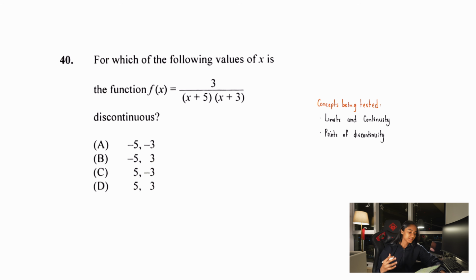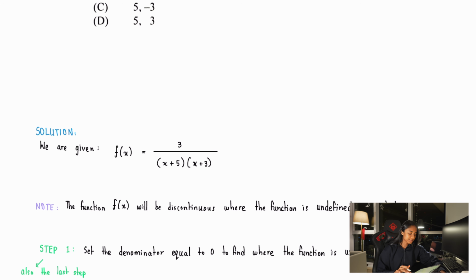Question 40. For which of the following values of x is the function f of x, which is equal to 3 over (x plus 5)(x plus 3), discontinuous? So we're looking at points of discontinuity. This is super simple, because all we have to do is set the denominator to 0 and solve for the values of x. These would be the points of discontinuity. So let's look at that now.